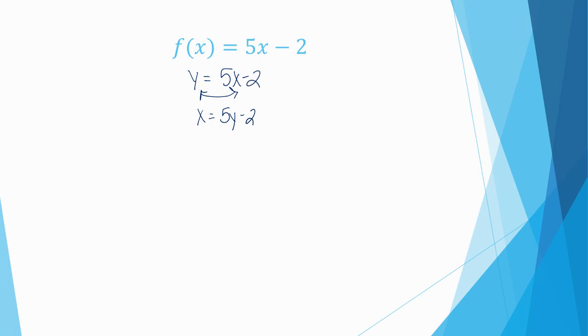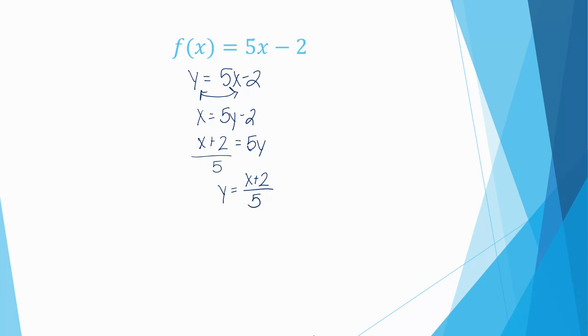My third step is to then solve this function to get y by itself. So my first step I'm going to do is add the 2 to the other side. And then I'm going to divide by the coefficient of y, which in this case is 5. So I end up with y equals x plus 2 over 5.